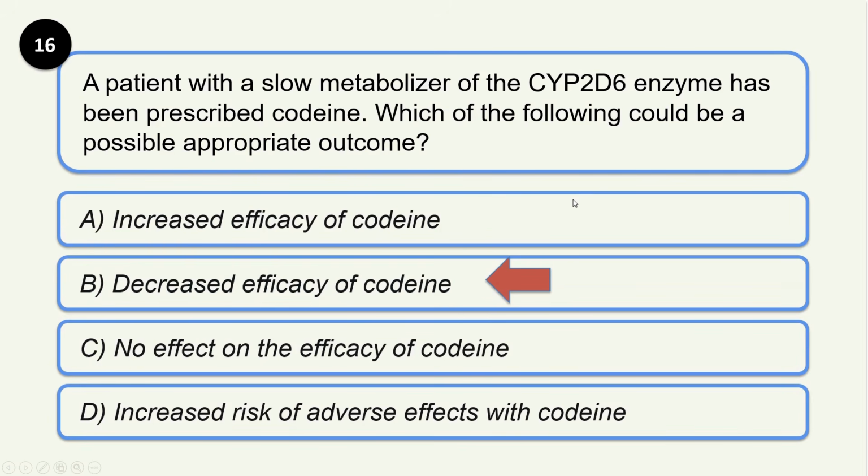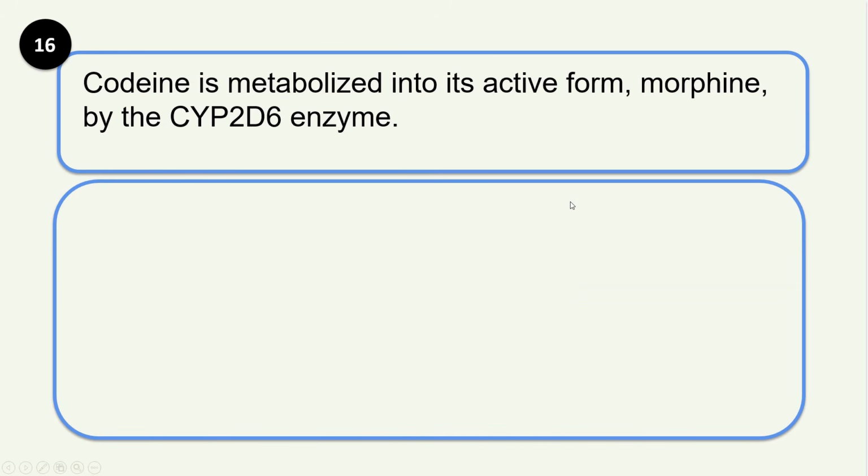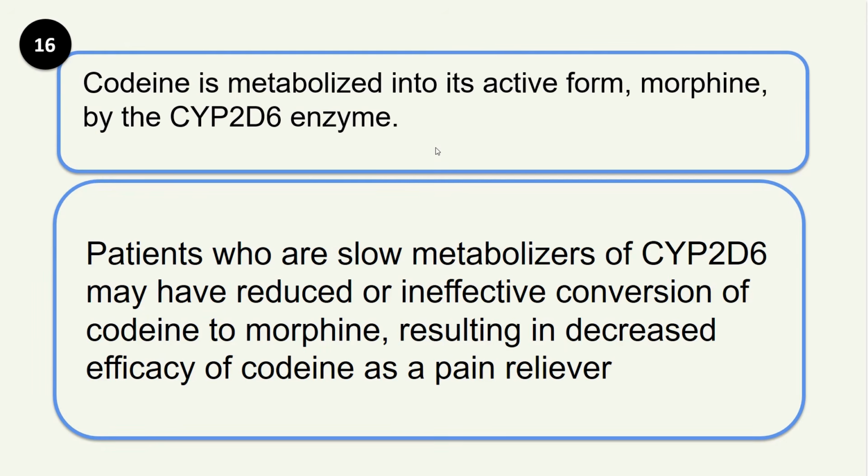Codeine is metabolized by the CYP2D6 enzyme, and this enzyme is essential for codeine metabolism because codeine becomes the active drug morphine through this enzyme. However, this enzyme has a genetic polymorphism. That means some groups of patients are slow metabolizers of the 2D6 enzyme. So if patients are identified or screened as slow metabolizers of CYP2D6, then if they take codeine, they will have a reduced or ineffective conversion of codeine to morphine, resulting in decreased efficacy of codeine and less pain relief.